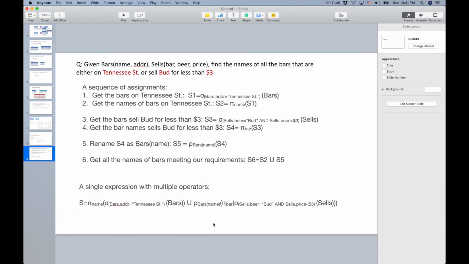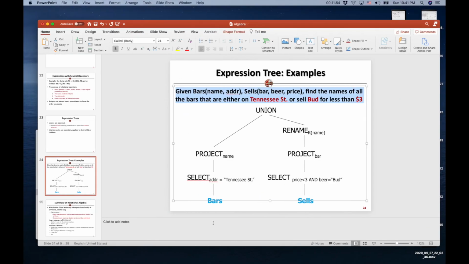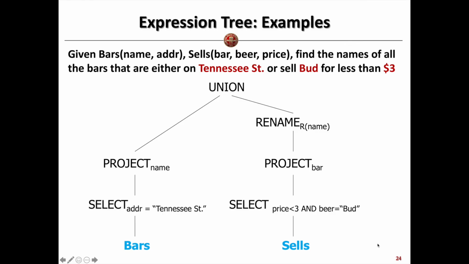Besides these two, we can also represent it as a tree, right? With the same expression, we can represent it as a tree as shown in the slides. So given two relations, the bars and the sales, we can do the select first, address equals to 10th street, and then do the projection, right? It will be similar for the sales table. We can do the selection first and do the projection. Here we need to do a renaming, right? Change the schema to be consistent with the bars, right? And then we can further use a union to union them together. And this will be the output for this example.